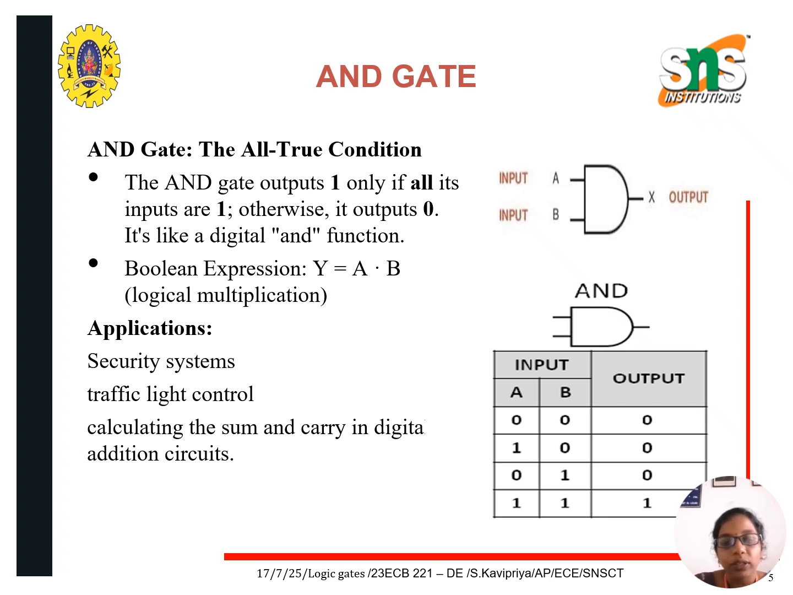The expression for the AND gate is y equals a dot b. So only if both inputs are 1, the output will be 1. If any one of the inputs is 0, the output will be 0. It is employed in security systems, traffic light control, and it is used to calculate the sum and carry in digital addition circuits.